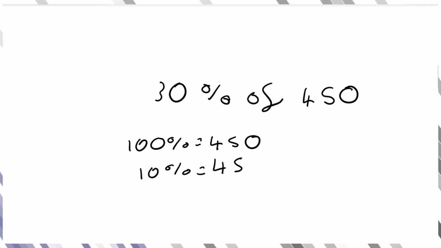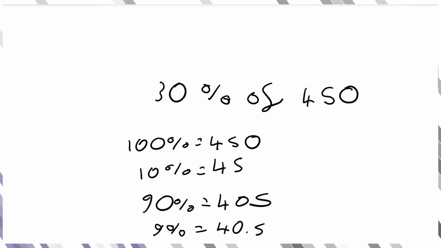And that means if we took 10% away from 100%, that would give us 90%. So we can work that out. That's 450 take away 45, so that's 405. So now we know 90% is 405. We don't need to know that, but we do. And 9% would be that divided by 10, which is 40.5. And 1% is the difference between 10% and 9%, which means that 1% is going to be 4.5. We could find that by dividing 450 by 100 as well, or dividing 10% by 10, which would be 4.5. So it all checks out.